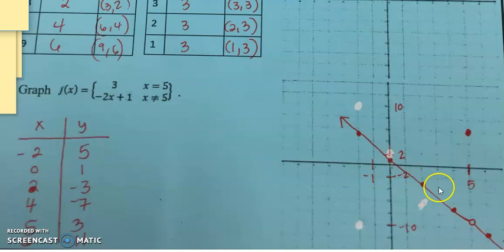So I have a straight line going downwards that has a slope of negative 2, a y-intercept of 1, with one single hole here at x equals 5, and then a dot at 5, 3. And that is all for page 9.